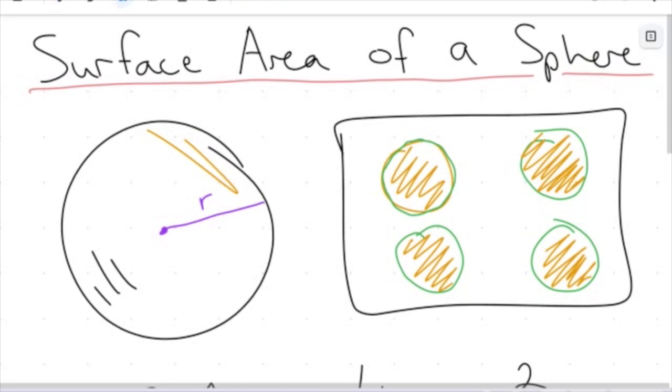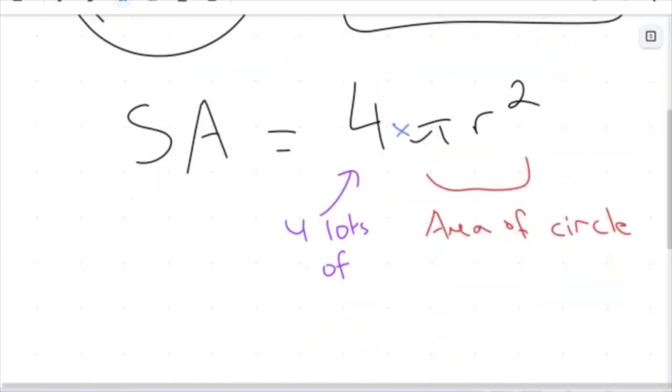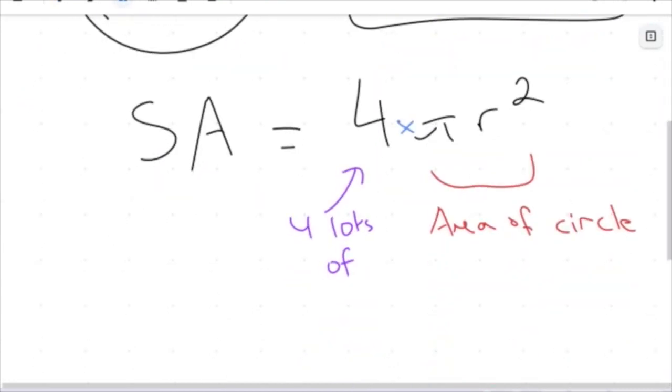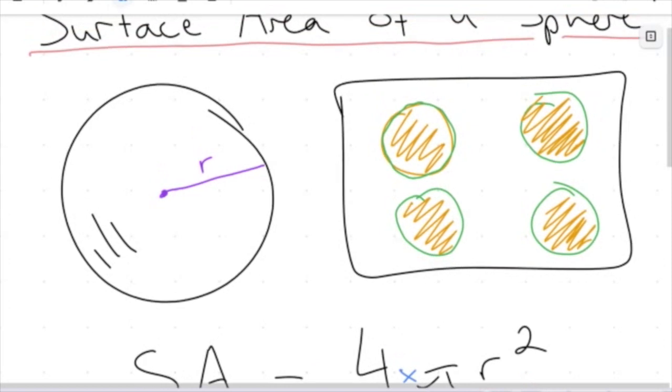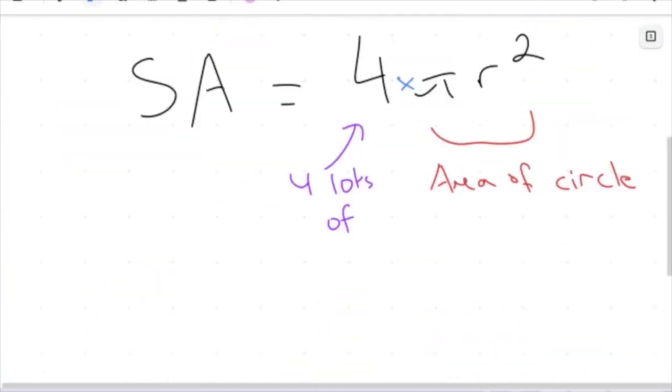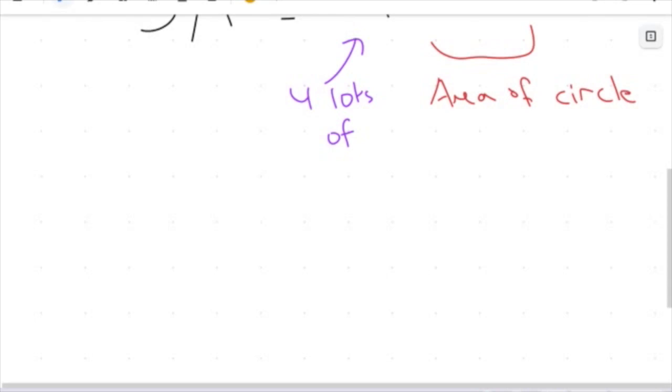And what that tells us is that to find the surface area of a sphere, we just find what the area is of that circle. So we take the radius we're given in the question, we find the area of that circle, and we just multiply it by 4. So we'll have a couple of goes at some different questions here.